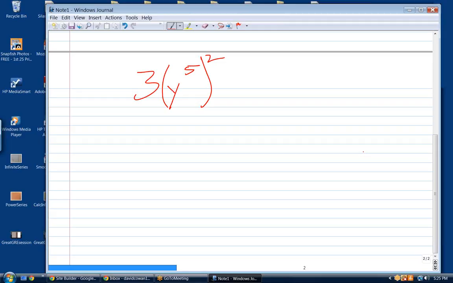When I have x raised to the b, all raised to the c, what does that equal? X to the b times c. Right. In other words, you multiply those exponents. So in this case, what is y to the 5th raised to the 2nd? Y to the 10th. Right. And the 3, nothing happens to it, so I bring it along. So that's 3y to the 10th.